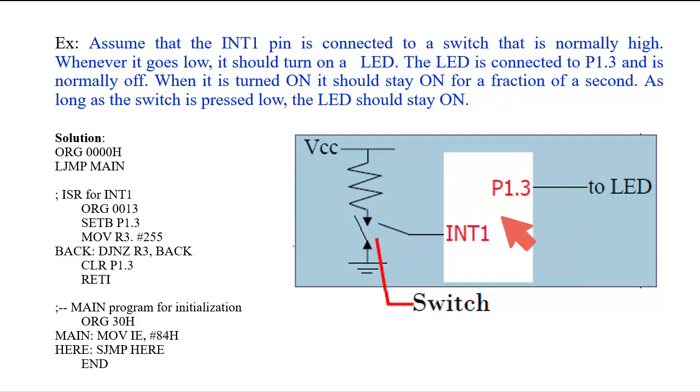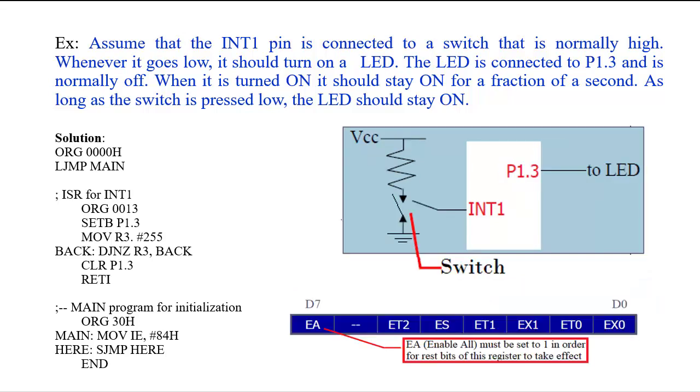How will we write the program? Like the previous one, a few things should be set. In this case we are not using the timer. So what are the other things we need? We need to set the IE register. This is the IE register. And here which one are we using? We are using INT1. This INT1 is the external interrupt one, which is this bit. So this bit should be logic 1. What else is needed? Enable all, this bit should be logic 1. All other bits will be logic 0.